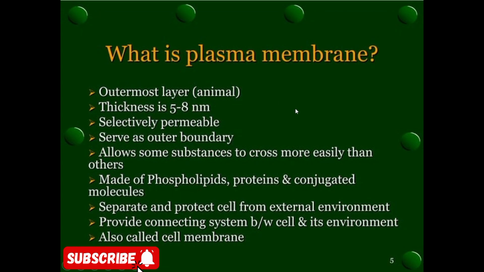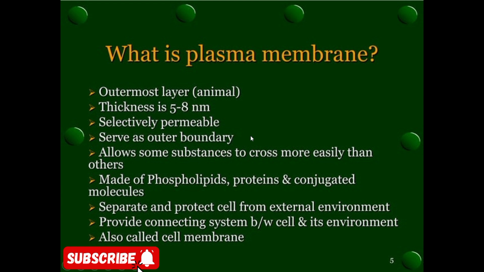What is a plasma membrane? Plasma membrane or cell membrane is the outermost boundary of the animal cell and inner to the cell wall in plant cell. Their thickness is from 5 to 8 nanometers. Sometimes the plasma membrane acts as a selectively permeable membrane, differentially permeable membrane, or semi-permeable membrane.